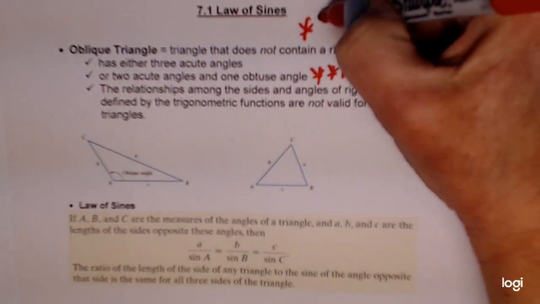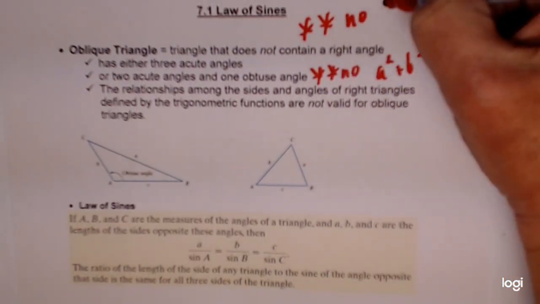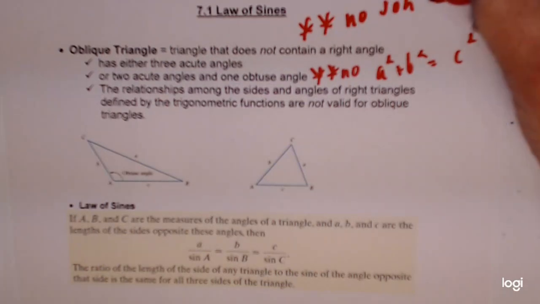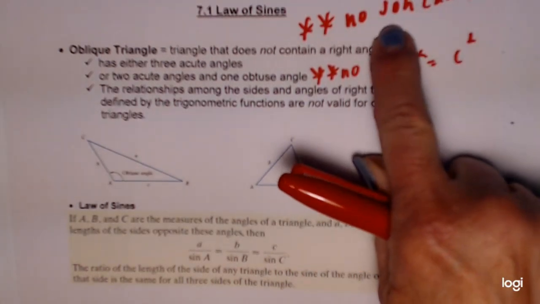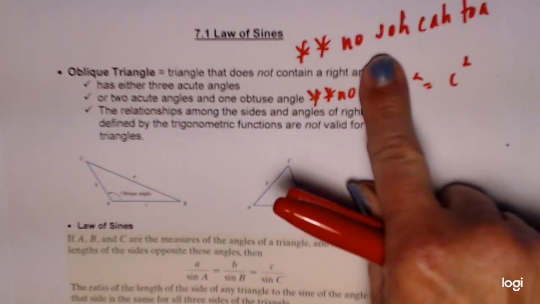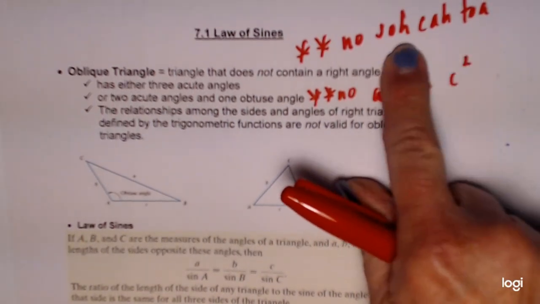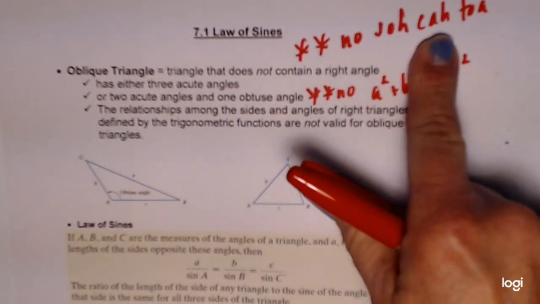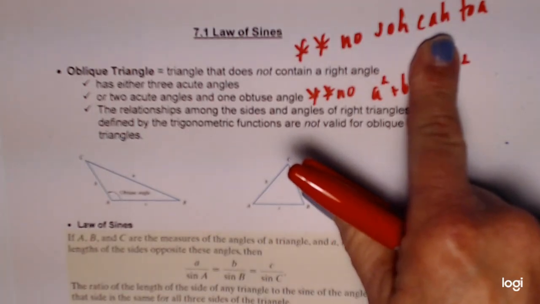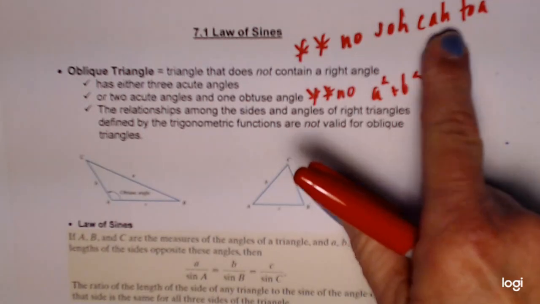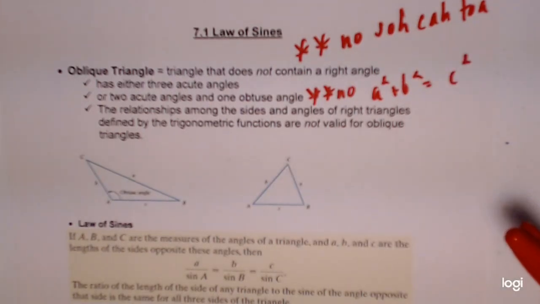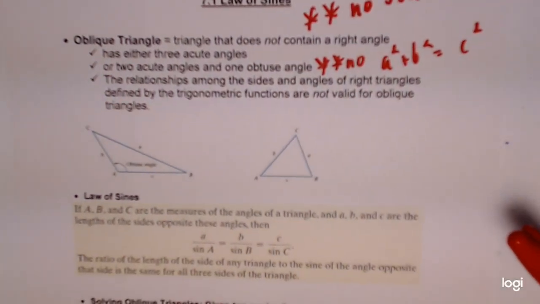Also, no SOHCAHTOA. So no sine being opposite over hypotenuse, or none of the trig functions work here as we've defined them before, because we don't have that right triangle. So what we are going to have to help us with these is the law of sines.